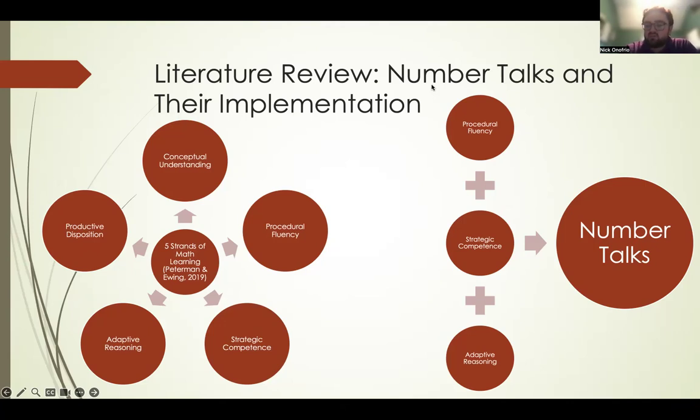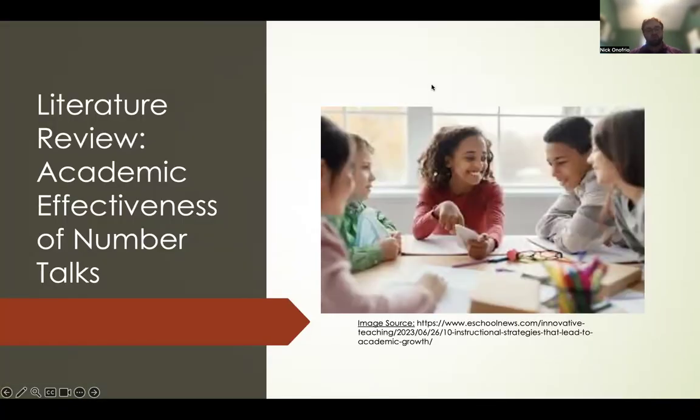Peterman and Ewing proposed 5 different strands of math learning portrayed on the slide. And Sun et al. describe a number talk as a way to combine 3 of these different strands in a way that traditional instruction does not. Number talks have been shown to be effective with grade school students, such as in 6th grade, where they improved number sense and equivalent expressions, and in 1st grade, where students were able to better make sense of how their own ideas related to high-level strategies.